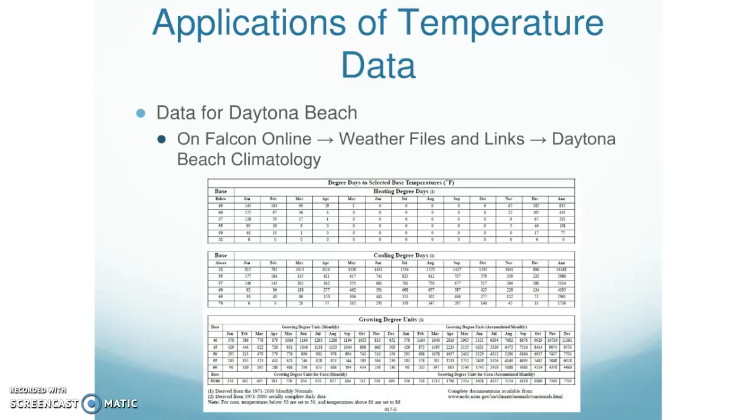Now, if you want to know any of these values for Daytona Beach, heating, cooling, or growing degree days, I have that information for you. If you go onto Falcon Online, go onto the content page, under weather files and links, there's a sheet called Daytona Beach Climatology. That information, along with average temperatures, average precipitation, so on, those normal values are available for you on Falcon Online.